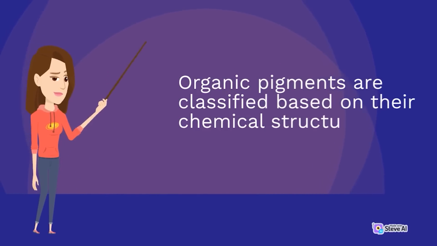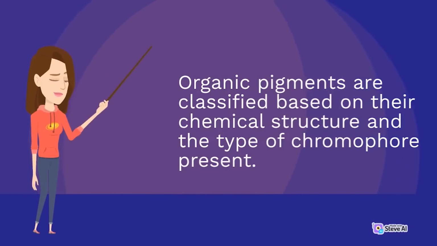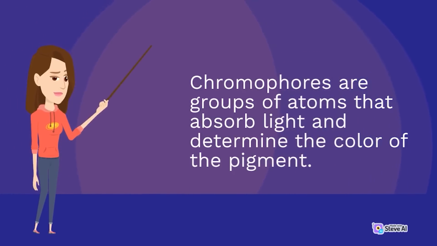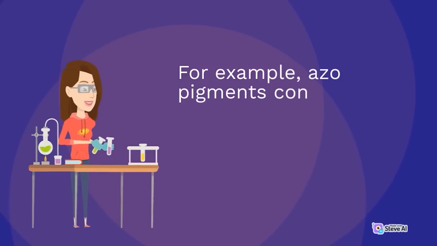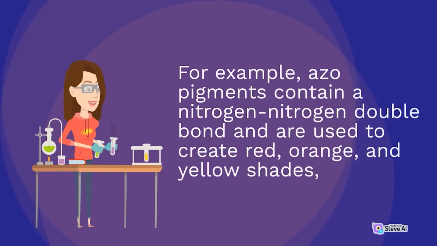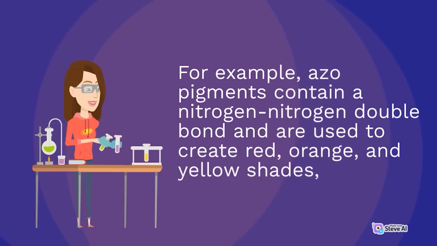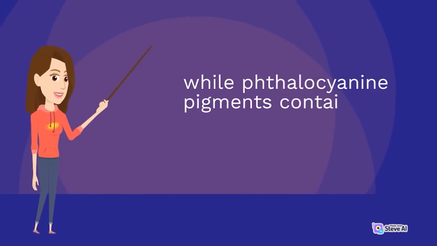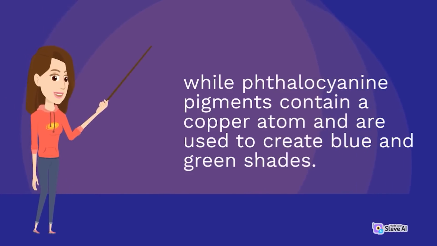Organic pigments are classified based on their chemical structure and the type of chromophore present. Chromophores are groups of atoms that absorb light and determine the color of the pigment. For example, azo pigments contain a nitrogen-nitrogen double bond and are used to create red, orange, and yellow shades. While phthalocyanine pigments contain a copper atom and are used to create blue and green shades.